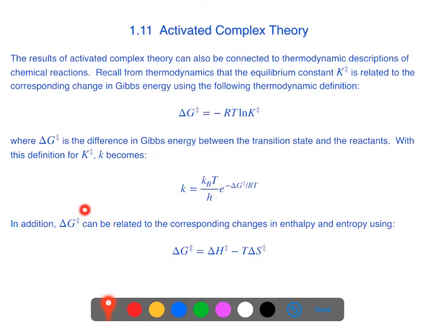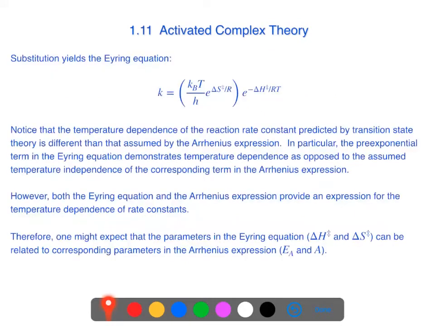In addition, the free energy can be related to the corresponding changes in enthalpy and entropy using this expression. Substitution yields the Eyring equation, and now we see that the rate constant can be equated to terms that include the entropy and enthalpy of that reaction.